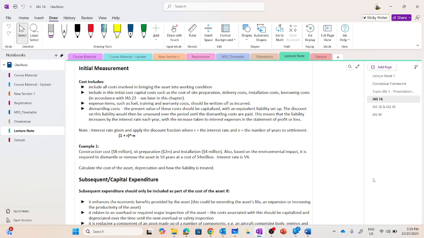Also, we need to note a few points. Expense items, such as fuel, training, and warranty cost, should not be capitalized. We need to write them off immediately.